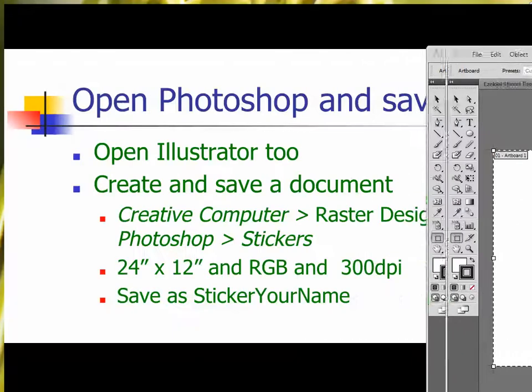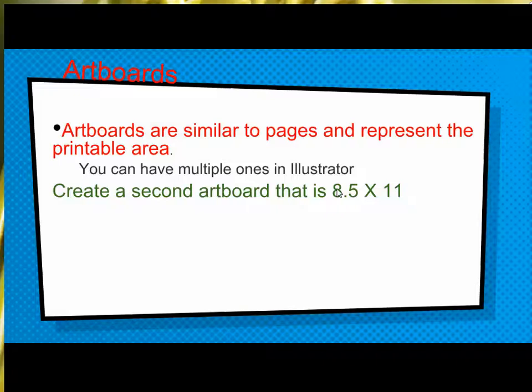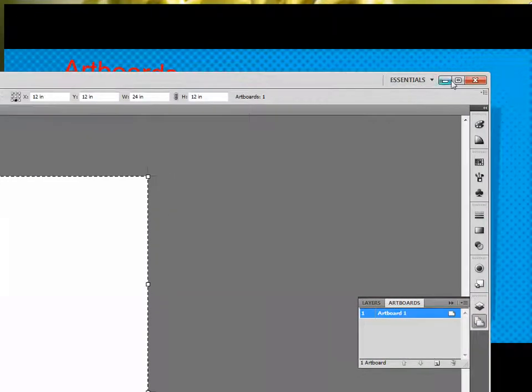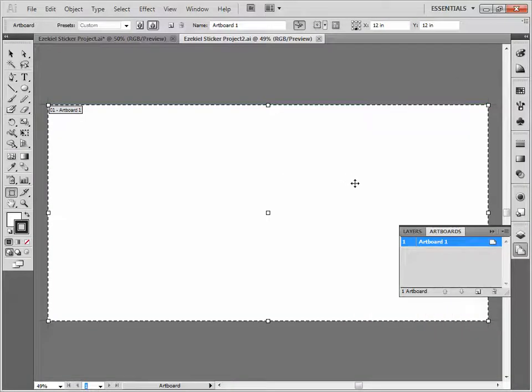Now the next thing that we're going to do according to the spiel is we have to make a second artboard. Now write this down in your notes. Artboards are similar to pages and they represent the printable area. You can have more than one, and we're going to create a second one for our project because we've got to do two things with this document. We need to print to the regular old printer, and we need to print and cut to the laser cutter.